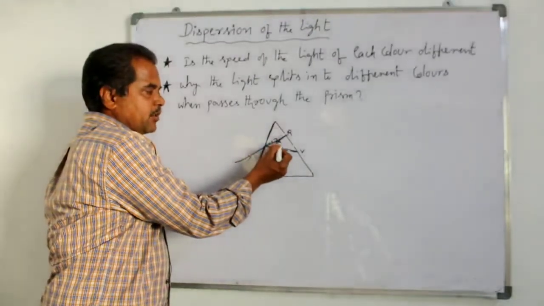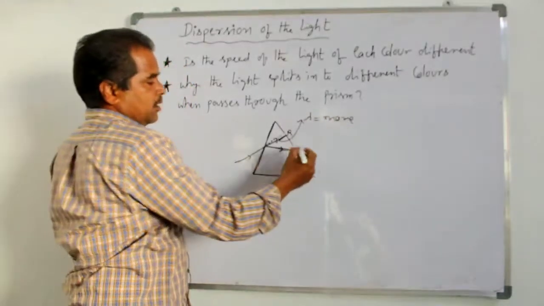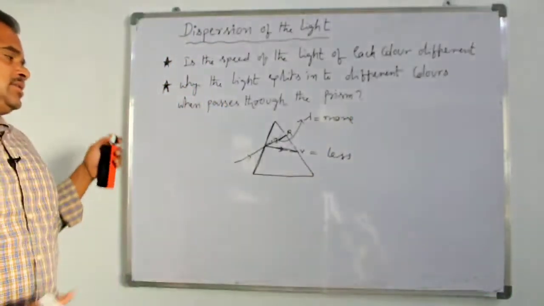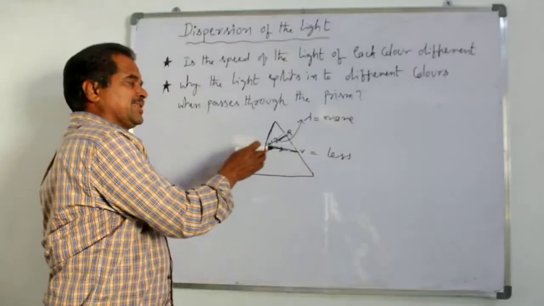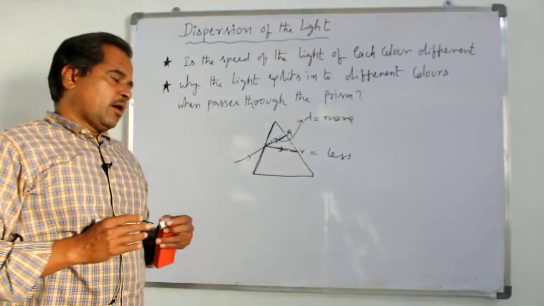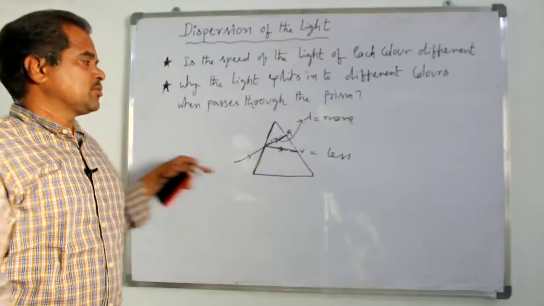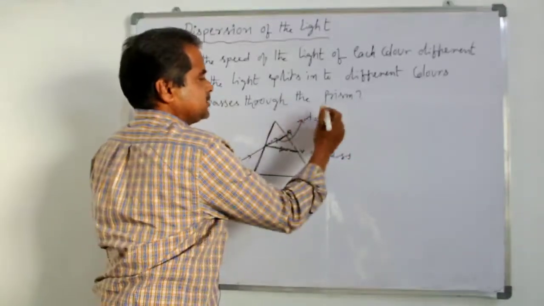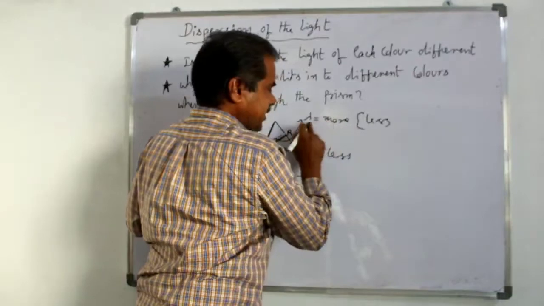So here the red light gets less deviation, but the violet light ray gets more deviation, because the wavelength of the red light is more. Wavelength is denoted by the letter lambda, and the wavelength of the violet color is very less. For this reason, all these light rays get different deviations due to their wavelengths. The red color has a higher wavelength, so it gets less deviation, and the violet color has a lower wavelength, so it gets more deviation.